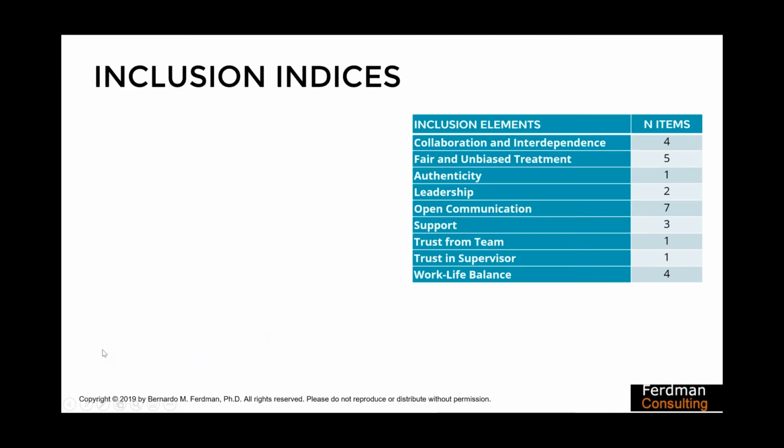So we call them elements, and we had a number of items for each, and they're listed here on the right: collaboration and interdependence, fair and unbiased treatment, authenticity, leadership, open communication, support, trust from the team, trust in the supervisor, and work-life balance. Other organizations may have other ones, so these are not fixed, but they're very important and reflect the literature and the research.